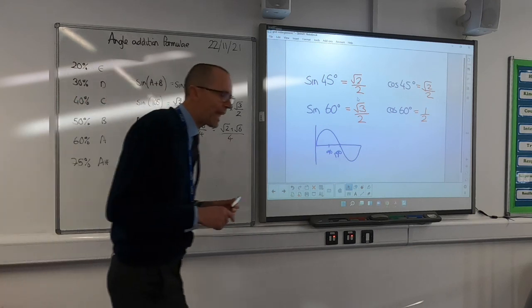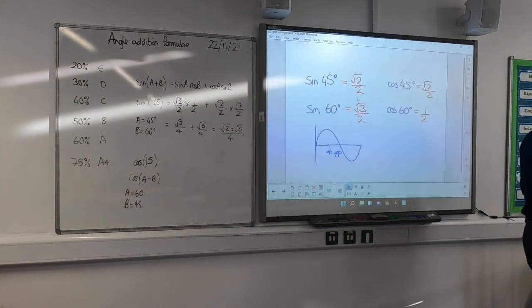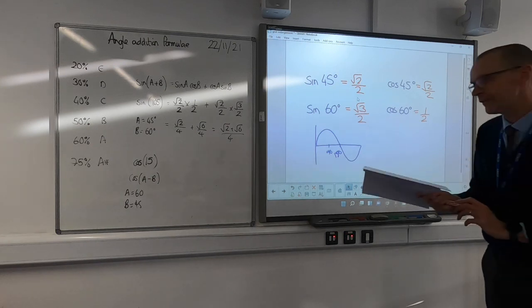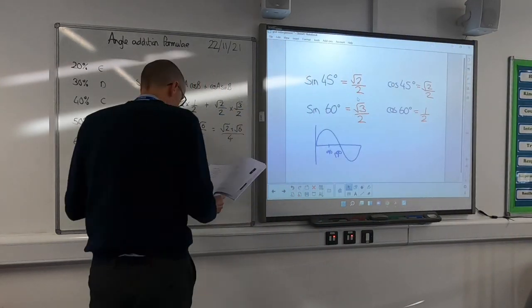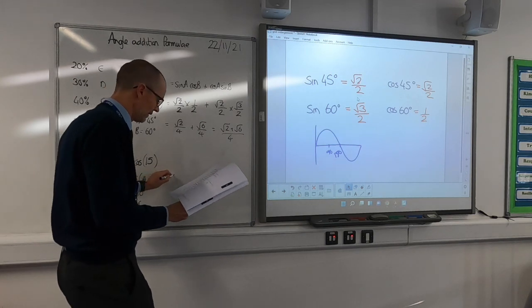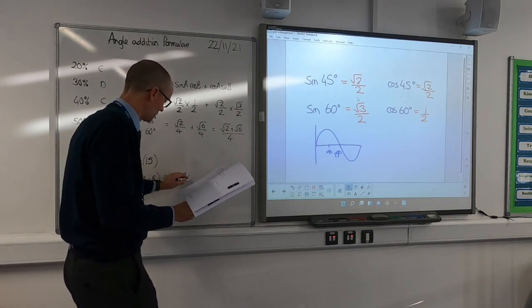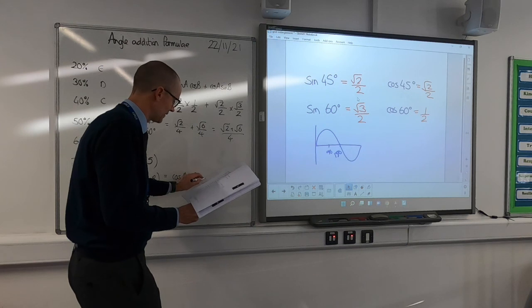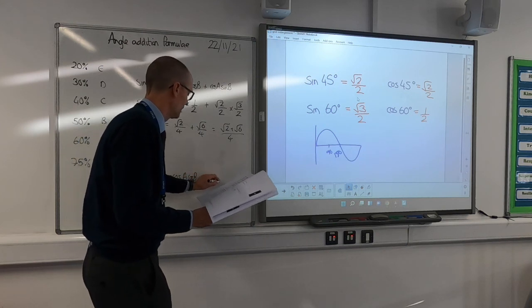You can do it with any angle. It works for any angle. It doesn't only work for 60 and 45, and it doesn't just work for those nice round values like 30 and 90. It works for any value. Genuinely, I don't remember it because it's on the formula sheet. So that's cos A cos B plus sine A sine B.